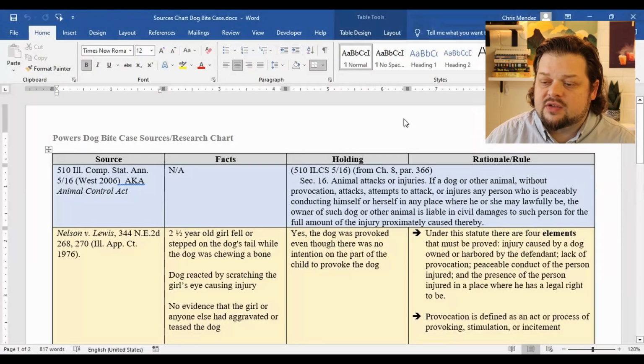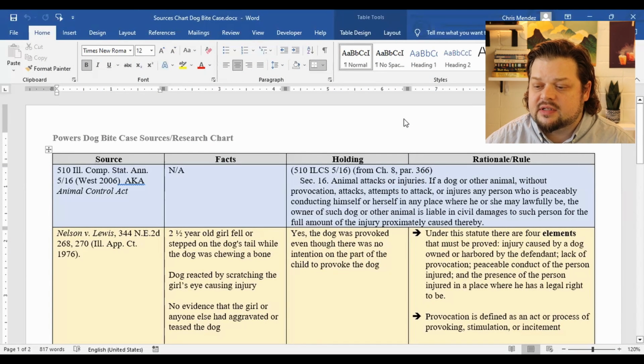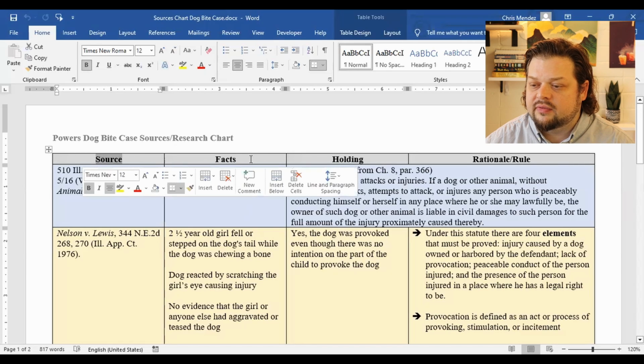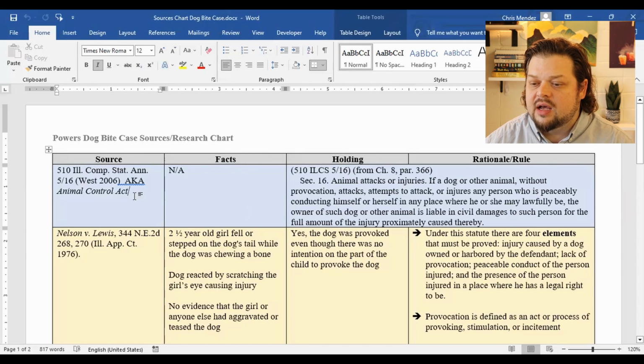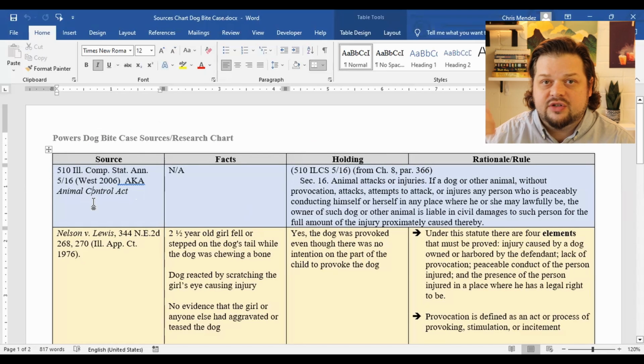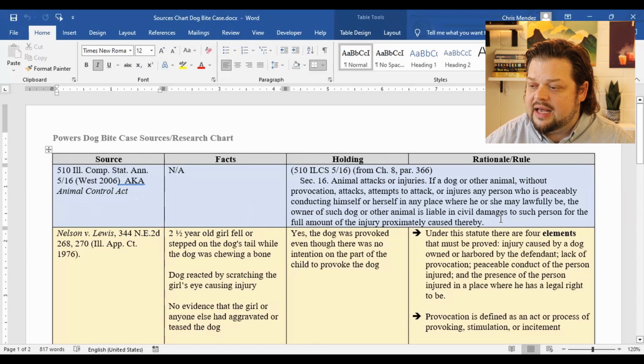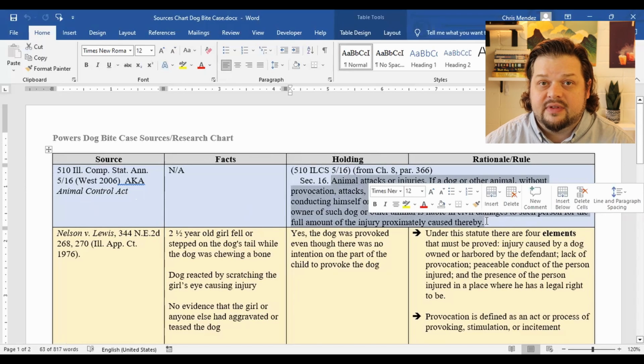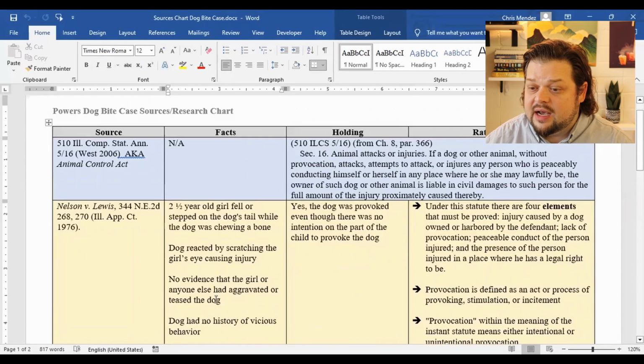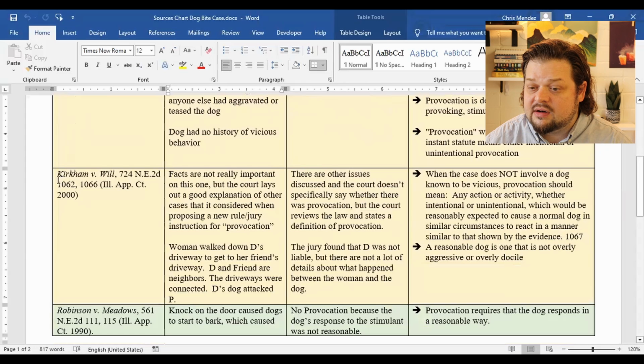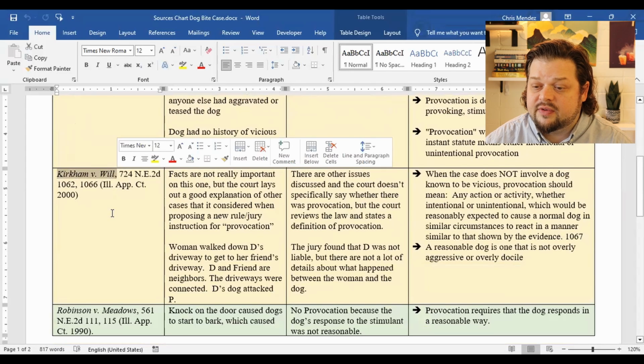All right, let's take a look at this research chart so you can understand how you'll have to start organizing your facts from the cases. So I just have different headings here: source, facts, holding, and rationale. As you can see, I have here that statute that we found, the first thing that we found, and I just pasted into it the exact text of that statute that we found. And then you see here I have the different cases. Here's the Kirkham case. That was the first one we found.